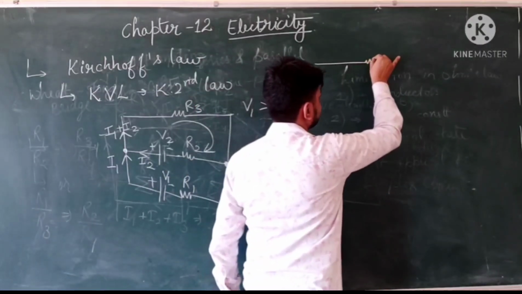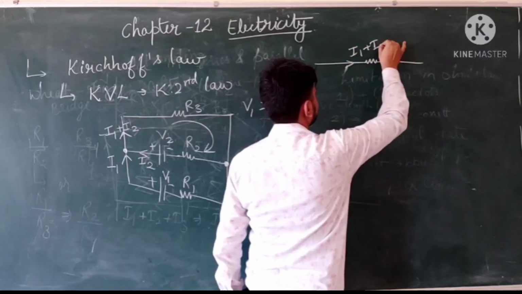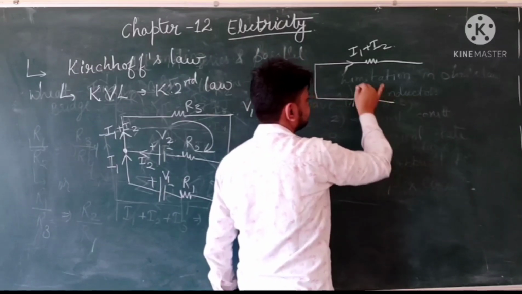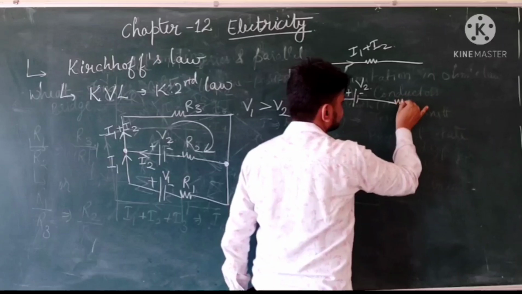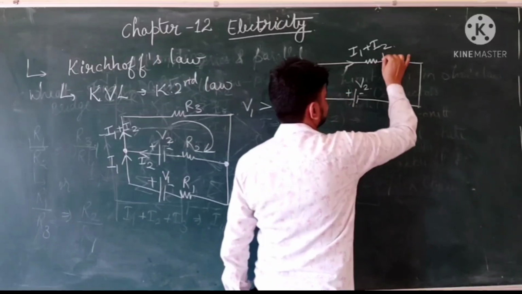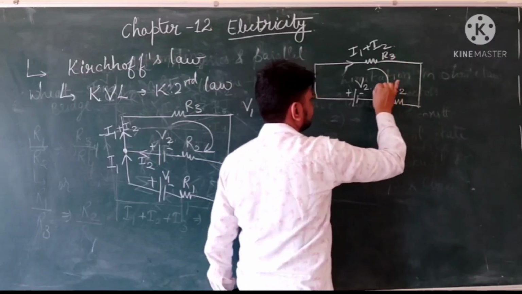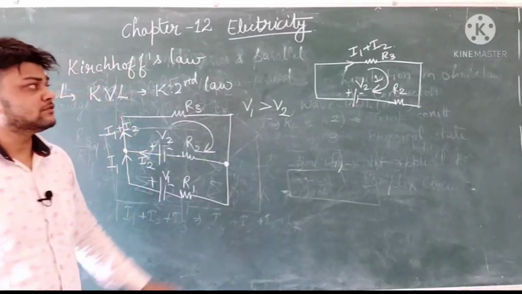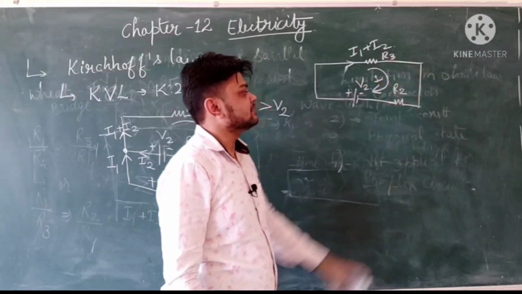Here I have one resistance across which I1 plus I2 current is coming, and I have a battery of V2 volt and another resistance R3 and R2. This is my loop number 1 where current is flowing. So here, if I look at the values of resistance, how much it will come.